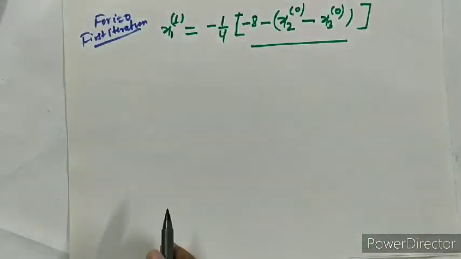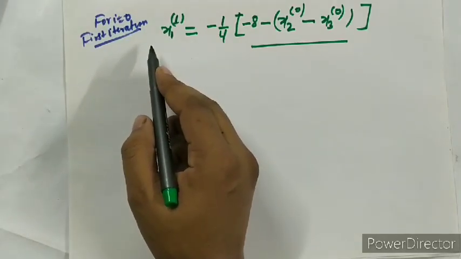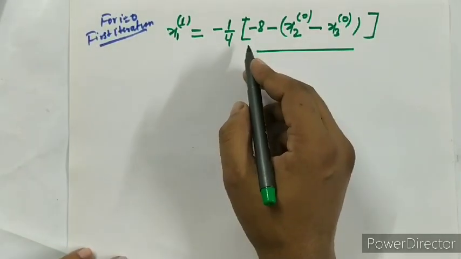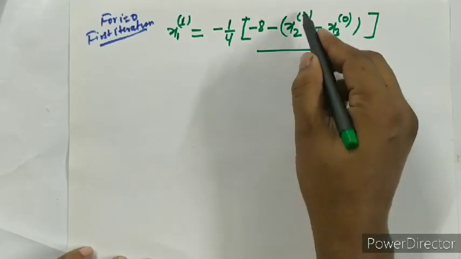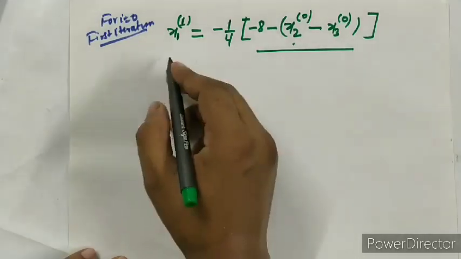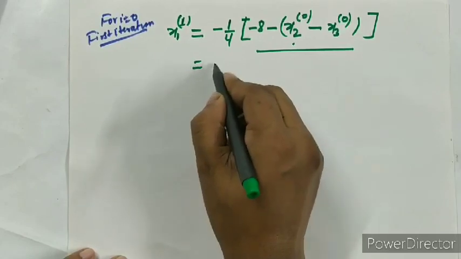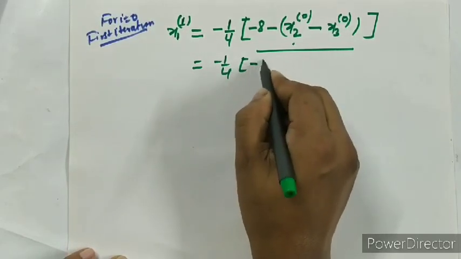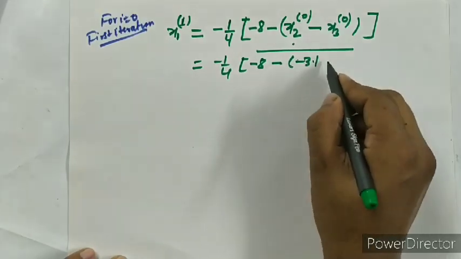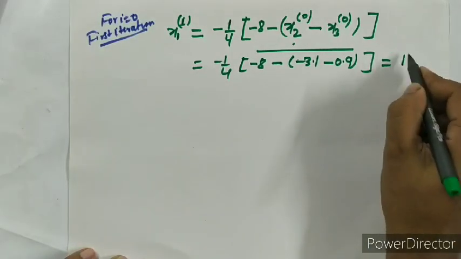For i equal to 0, the first iteration: x1 1 is equal to minus 1 by 4 into minus 8 minus x2. This is also an initial value, which is already given. So what we get is minus 1 by 4 into minus 8 minus minus 3.1 minus 0.9, and we get 1.